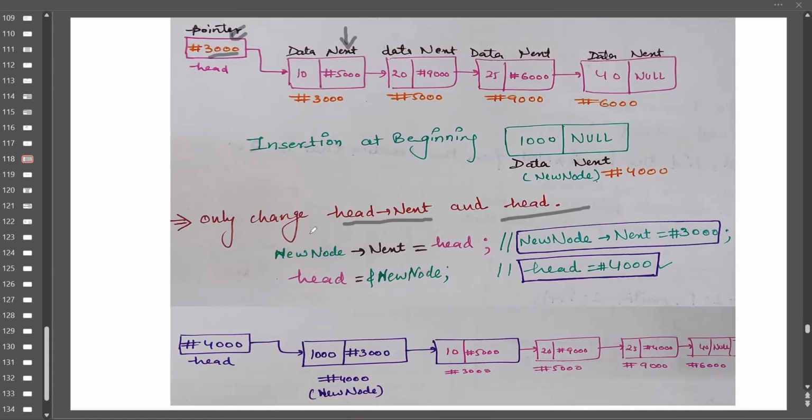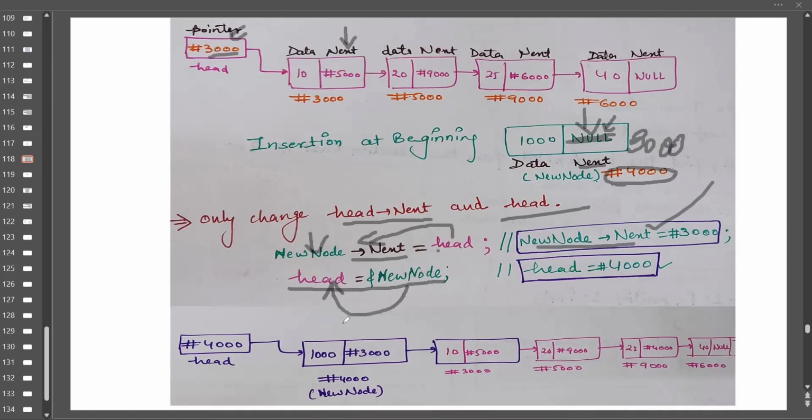We simply write in the new node's next. What is inside this head? 3000. So I want to place 3000 in the new node's next. I will simply cut it and write 3000 here. This is how we write it. Now after this we have to write the address of the new node, 4000, and place it in the head.